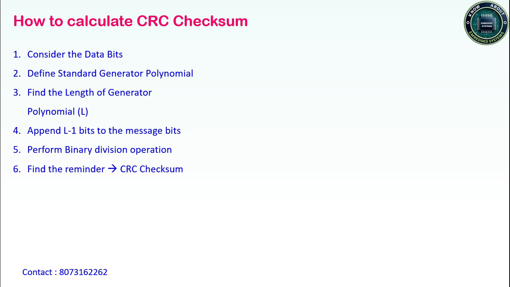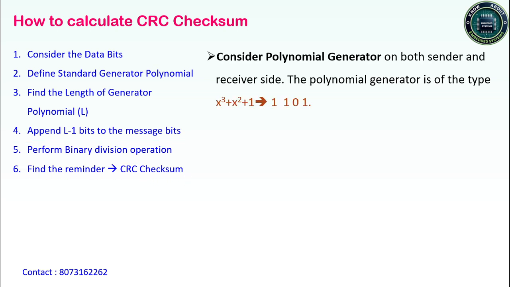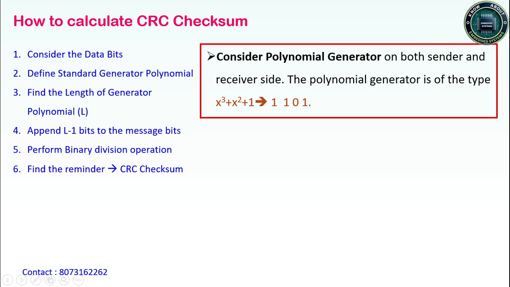This is very important: how is the checksum calculated? The checksum is calculated using the binary division method. Then we find the remainder, and from that you can calculate the CRC checksum. In the first step, we consider the data bits and the generator polynomial. For example, I have considered x cube plus x square plus x plus 1, and its equivalent binary representation is 1101.